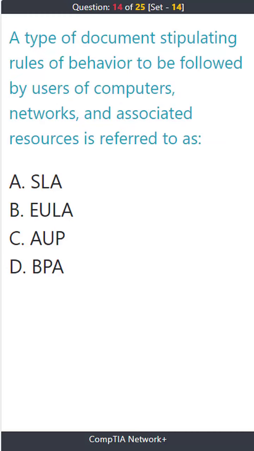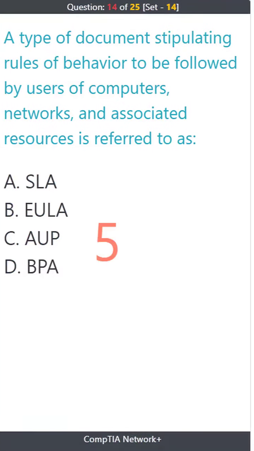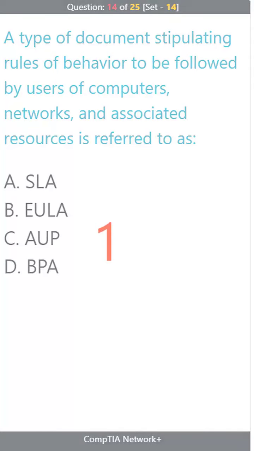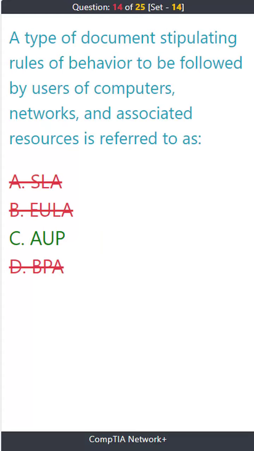Question 14. A type of document stipulating rules of behavior to be followed by users of computers, networks, and associated resources is referred to as A. SLA, B. EULA, C. AUP, D. BPA. The correct answer is C, AUP.